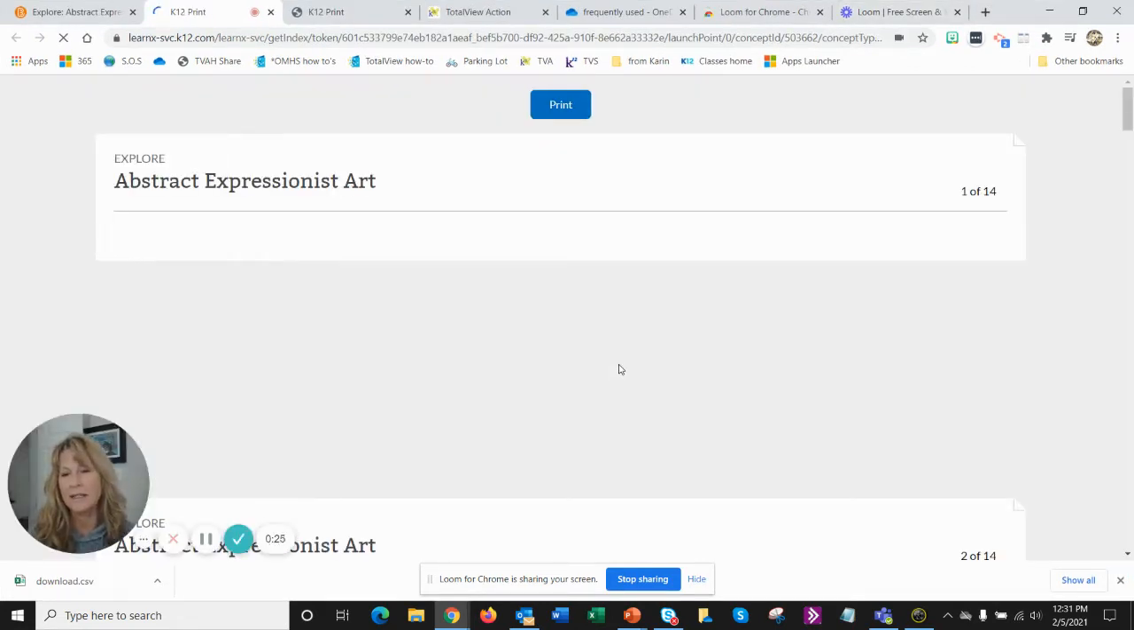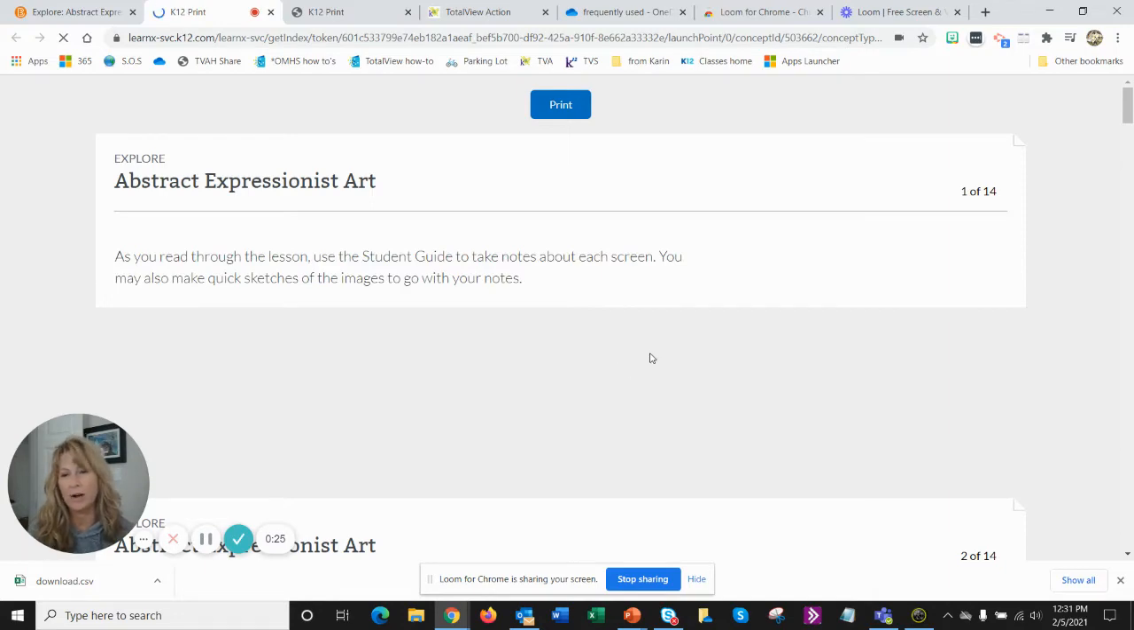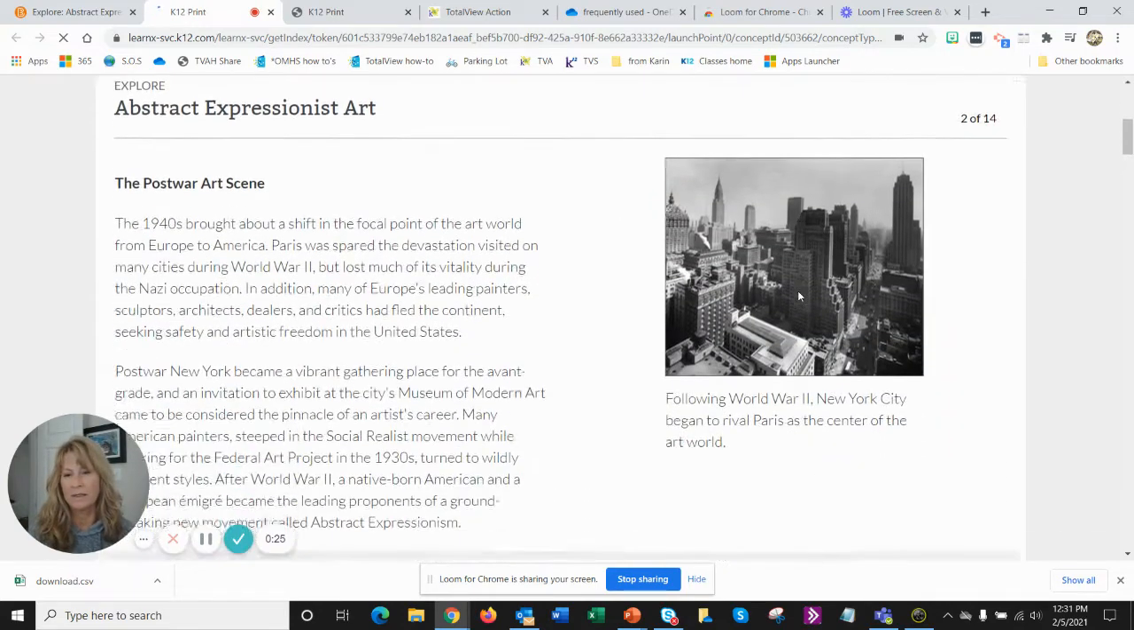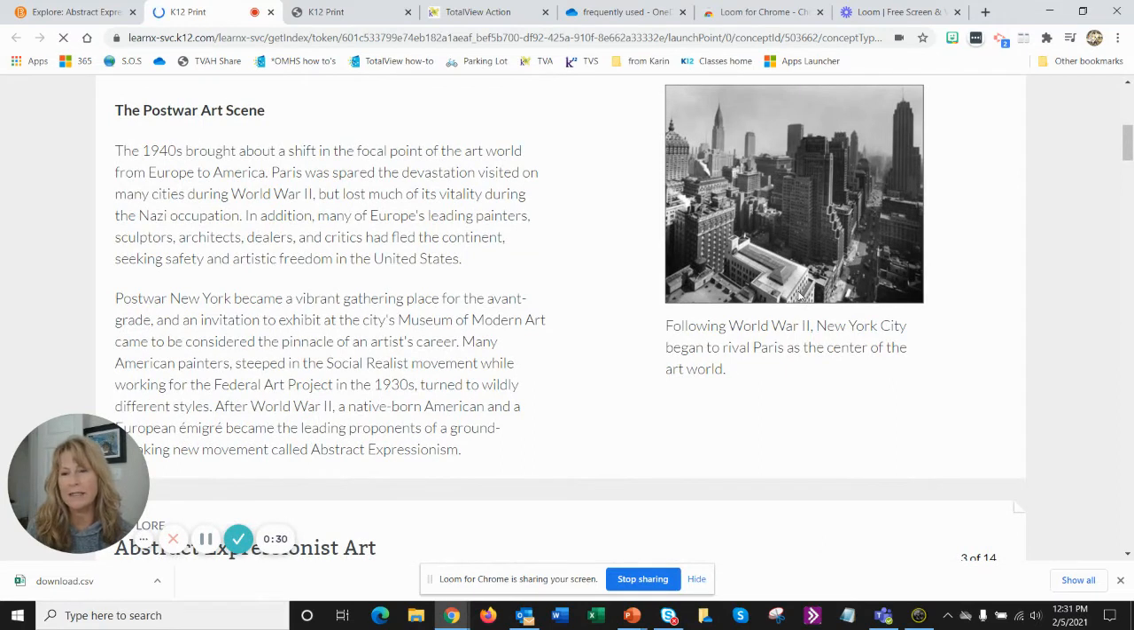So this unit is on abstract expressionist art. The post-war art scene: the 1940s brought about a shift in the focal point of the art world from Europe to America. Paris was spared the devastation visited on many cities during World War II, but lost much of its vitality during the Nazi occupation. In addition, many of Europe's leading painters, sculptors, architects, dealers, and critics had fled the continent, seeking safety and artistic freedom in the United States.